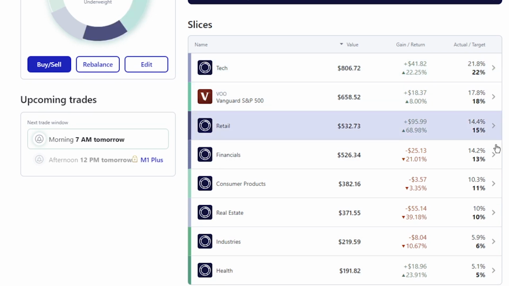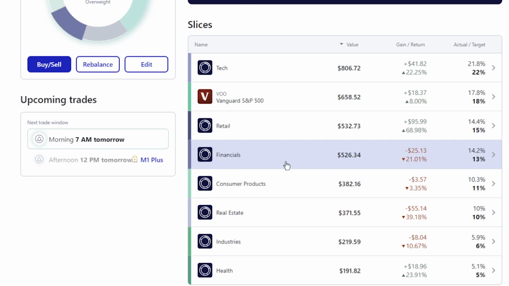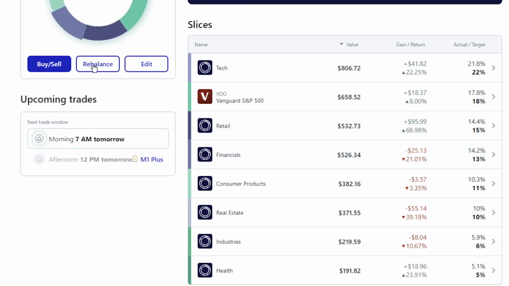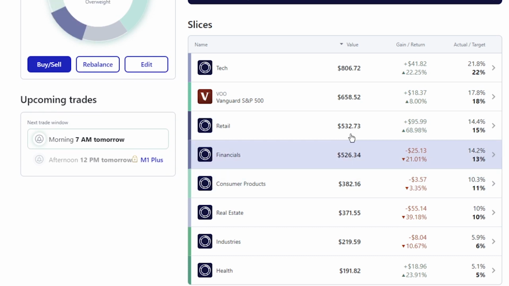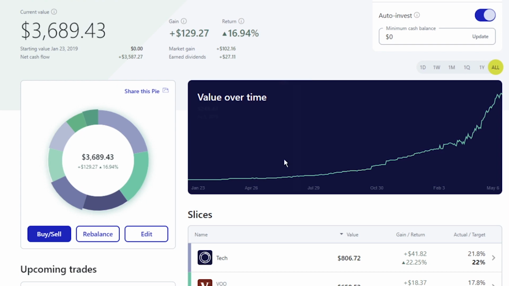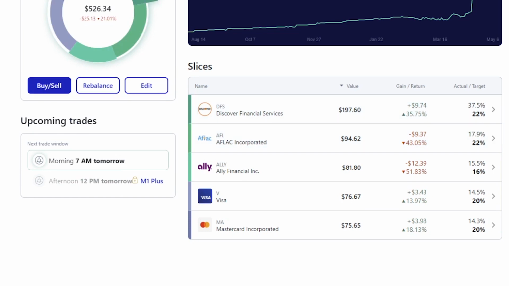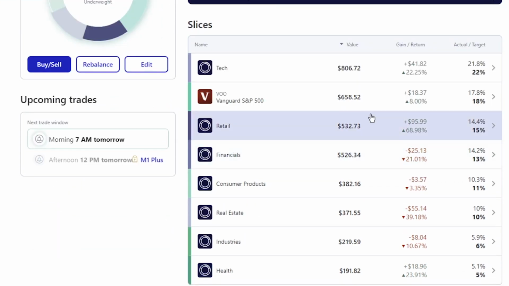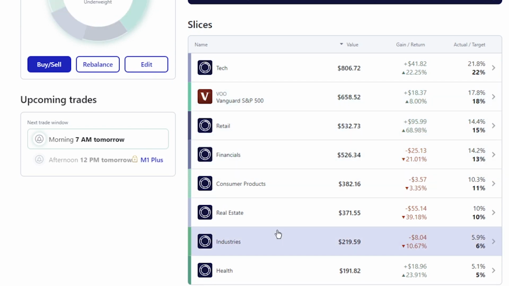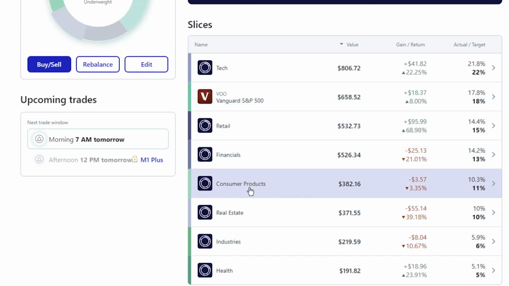So another example here for us as well, if we look, our financial sector is well over its target at 14.2%. So when we click that rebalance button and confirm, the next day there's a really good chance that it's going to go ahead and sell off a little bit of the shares, not all of it, don't worry about that, it won't sell all of it, and then that money will get reallocated into some of the tech pie, some of the VOO fund here, and then any other fund like this consumer products that is well under its target.